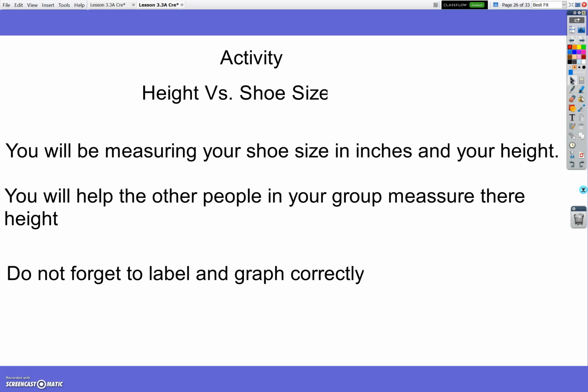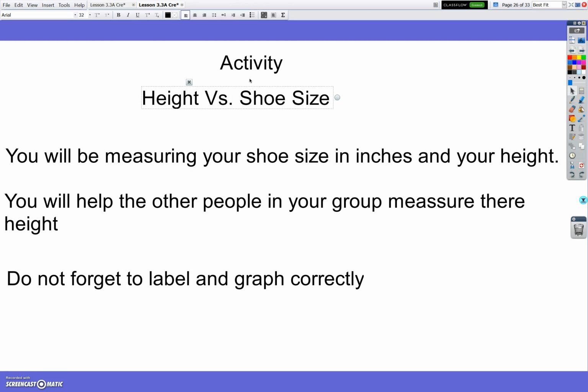Okay, so what we're going to do now, before you guys start your homework, is an activity. This is questions 16 through 17. It's the next 2 pages. What you guys are going to do is, in your groups first, measure your height versus your shoe size. So the first thing you want to do is measure your shoe size in inches. I have tape measures around the room. I also, if you look on the wall, have them stapled up.